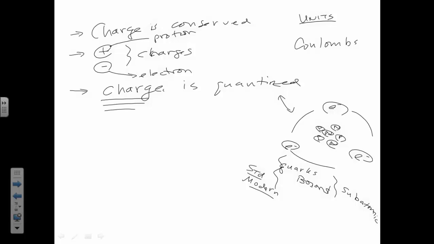So 1 electron equals negative 1.6 times 10 to the minus 19 coulombs. 1 proton equals positive 1.6 times 10 to the minus 19 coulombs. So a fundamental unit of charge, our smallest quantum bit that we can divide into, is that much from a magnitude standpoint. And we have a plus or minus sign, which indicates whether we've got a proton or an electron.